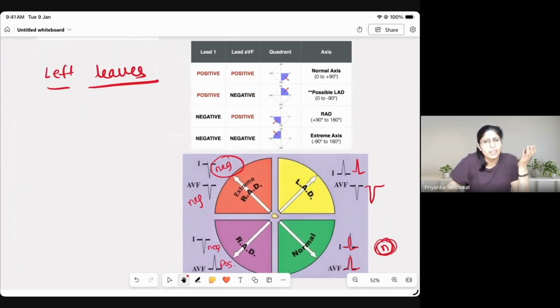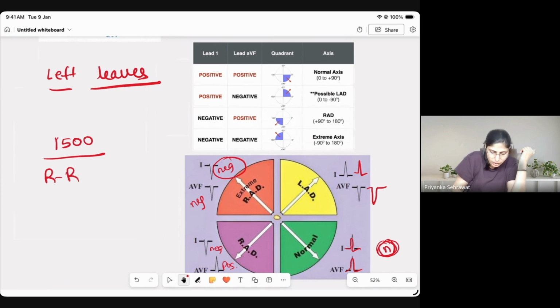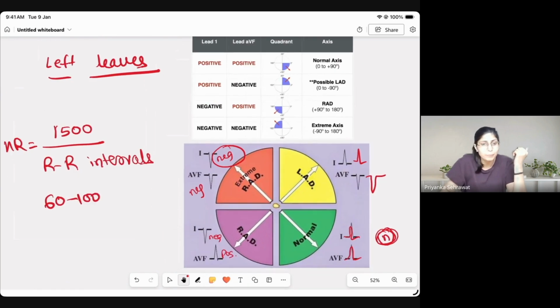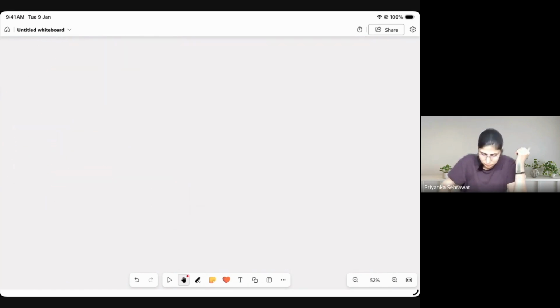Now, how do you calculate heart rate? I think you already know about that. 1500 divided by RR intervals. 1500 divided by the number of RR intervals is your heart rate. You all must be aware of that by now, right? The normal heart rate lies between 60 to 100. Less than 60, bradycardia. More than 100, tachycardia. Okay.